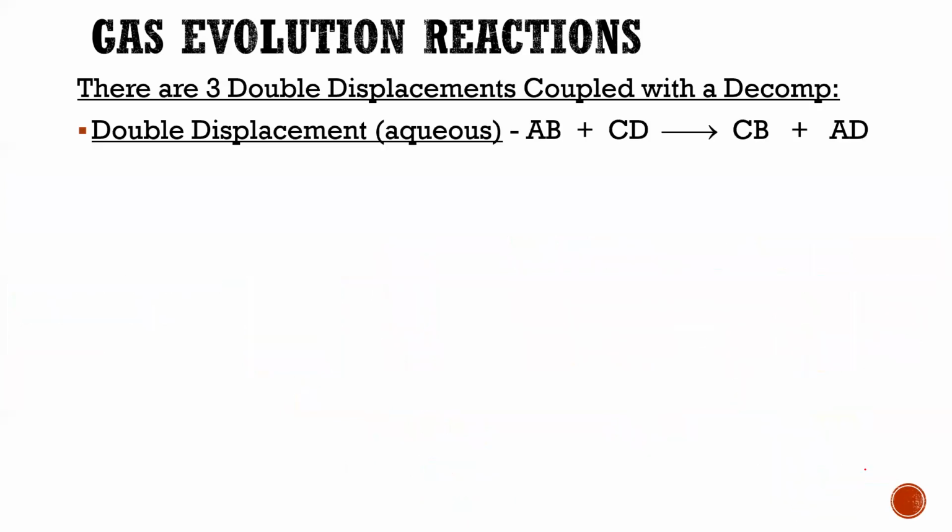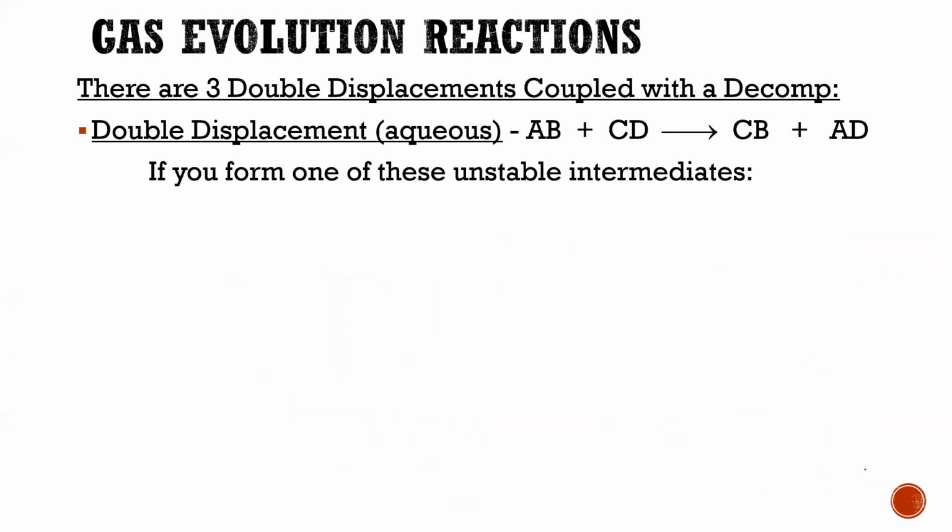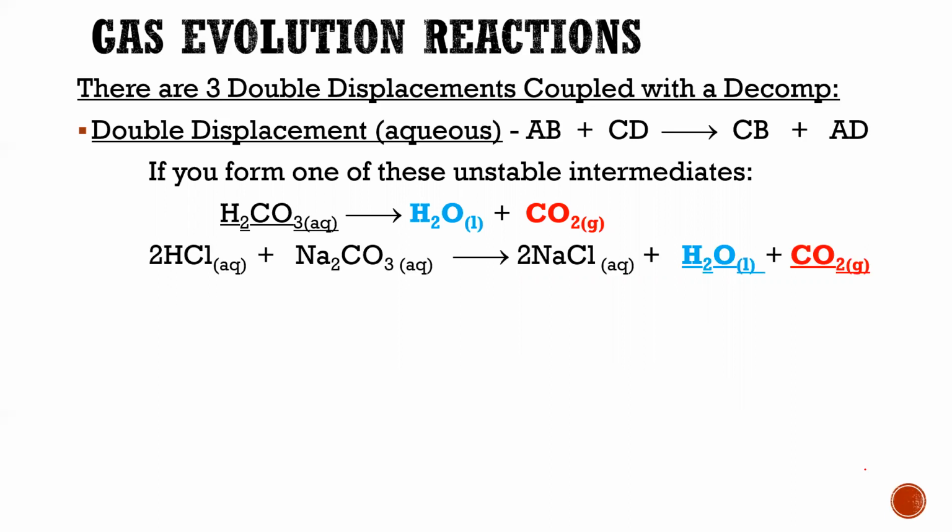So here's another way to look at it. In a double displacement, we're going to do the do-si-do. If I form one of those unstable intermediates I just showed, it's going to be coupled with or followed by a decomposition. So if you form one of these unstable intermediates, that's what's going to happen. So let's start with the easier one, carbonic acid. If I form carbonic acid, it's going to break down in that double displacement and give me H2O and CO2. So when I look at this, that's exactly what happens.